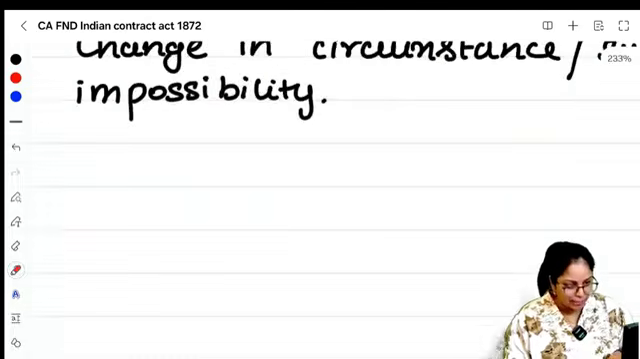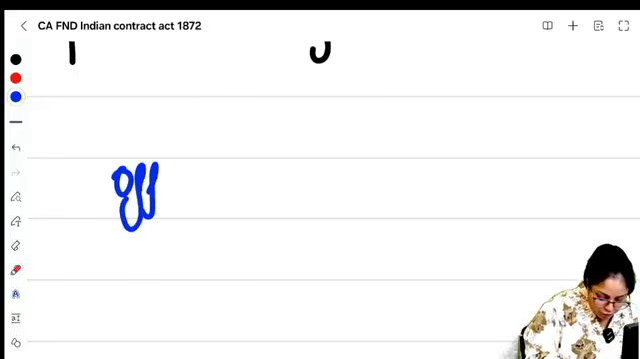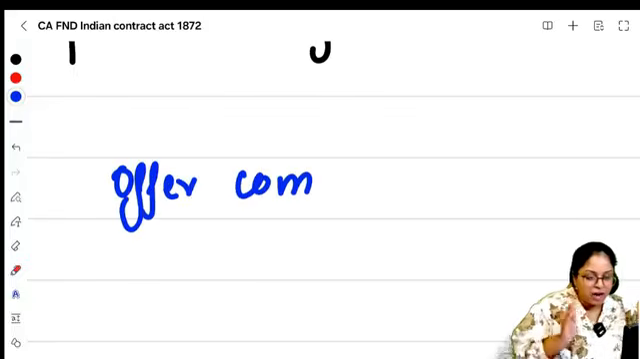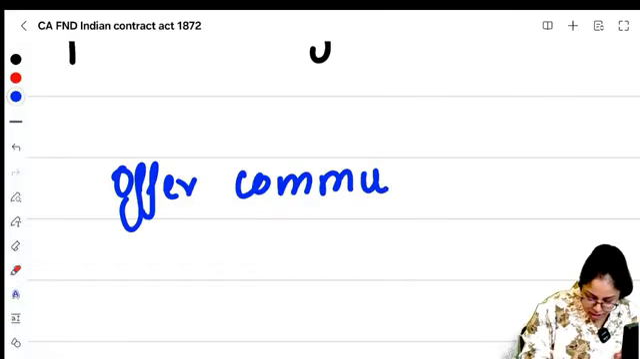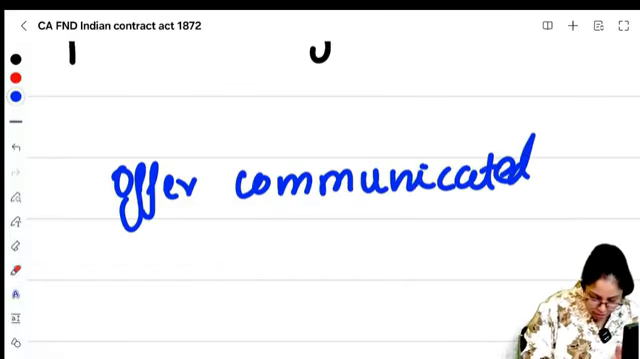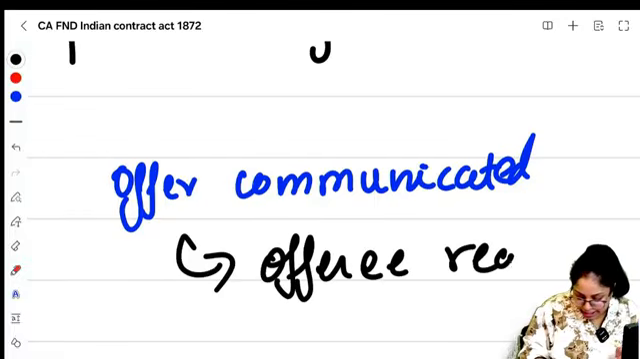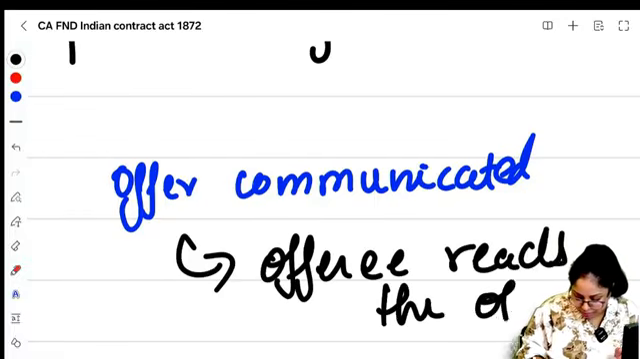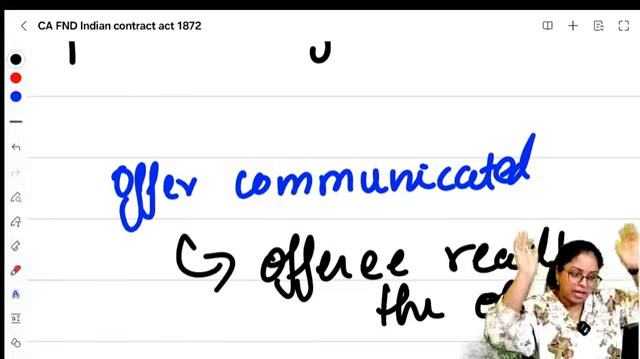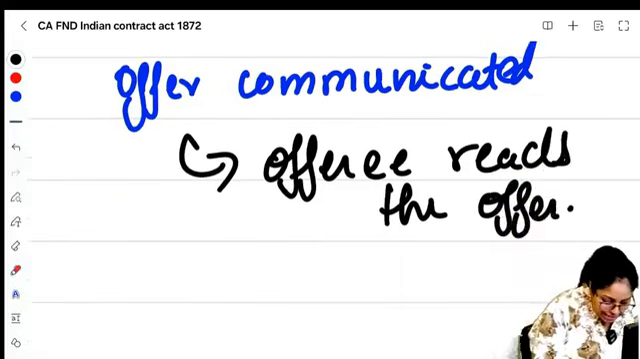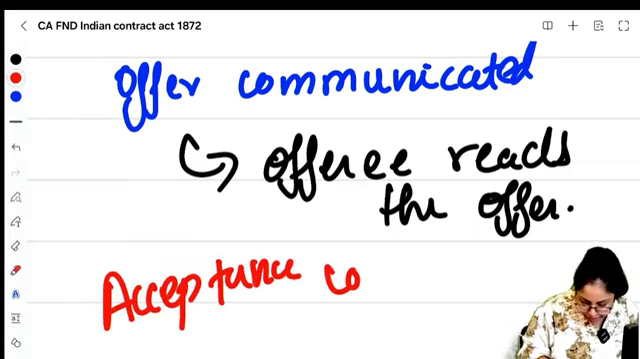Ma'am, you understood, but a little bit. Now, when is offer communicated? From the point of view of this person or that person, there is no such thing. When is offer communicated? When the offeree reads the offer letter, it is said that the offer is communicated. When is acceptance communicated?